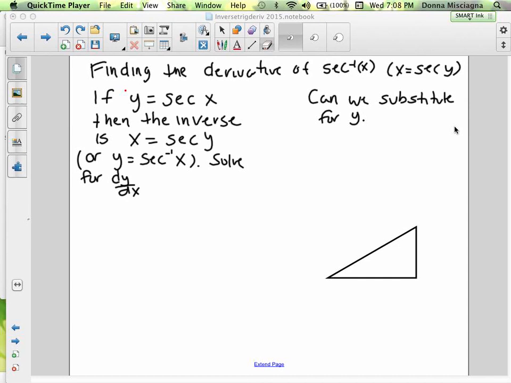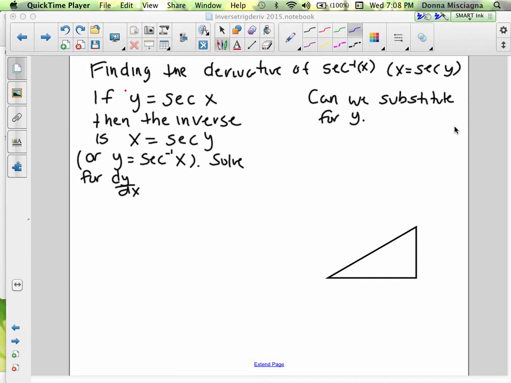Welcome back. So now let's find the last three derivatives. So we want to find the derivative of arcsecant. Arcsecant, of course, is the inverse of secant. So if y equals secant x, we could represent the inverse as arcsecant, or we could switch the x and y, and the inverse would be x equals secant y. And since we know the derivatives of x, secant, and y, we're going to use that equation.